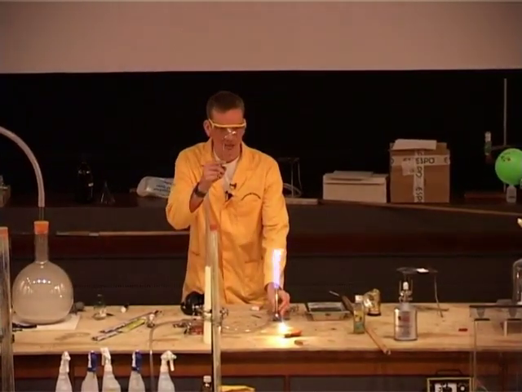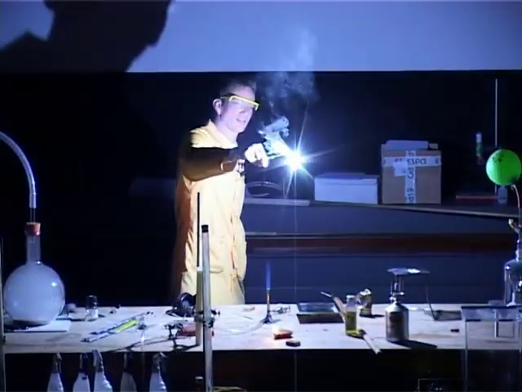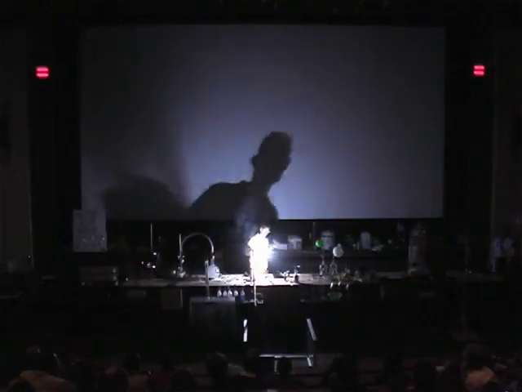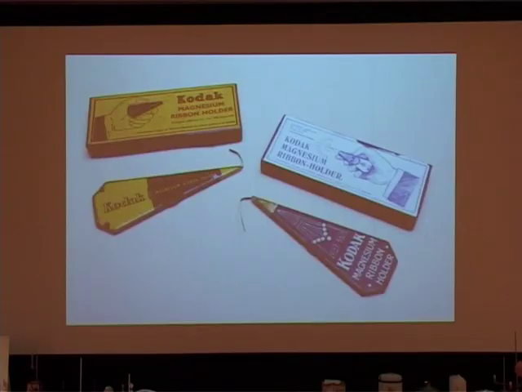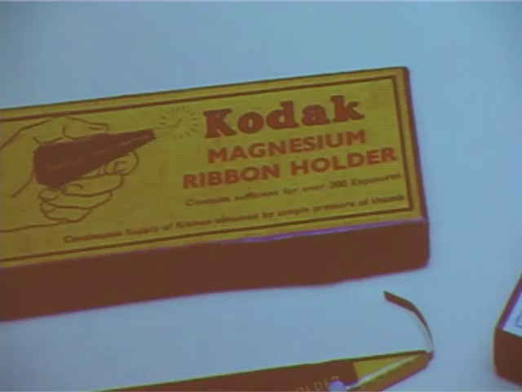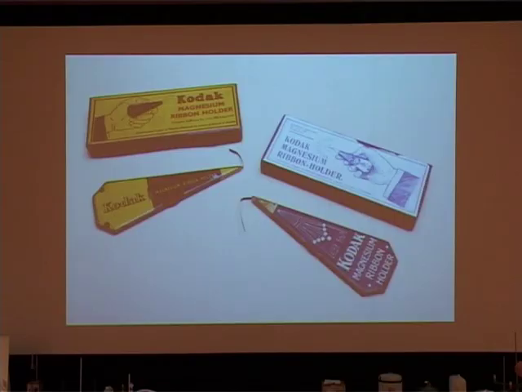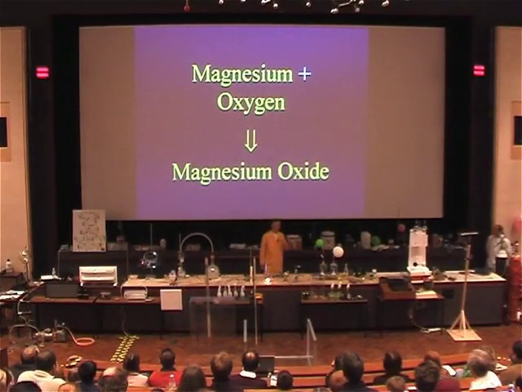I have a little strip of the metal magnesium here. Look at the light that this gives out. A brilliant white light as this combines with the oxygen from the air to form magnesium oxide. This is actually an early little magnesium ribbon dispenser as used in photography. We'd have the magnesium wound up in here, and we'd gradually feed out a little bit of the ribbon that we would light as we needed some light. Here's the chemical equation: we have magnesium combining with oxygen to give magnesium oxide.